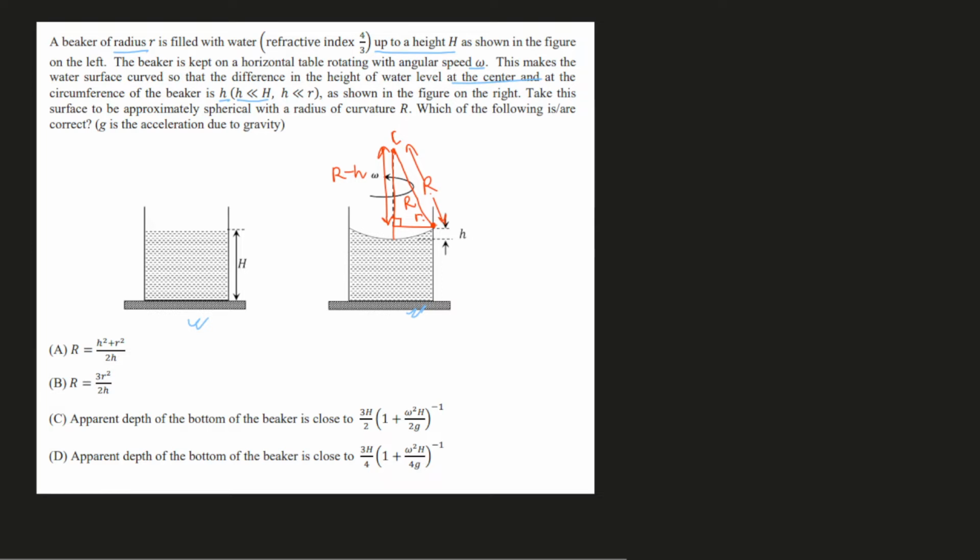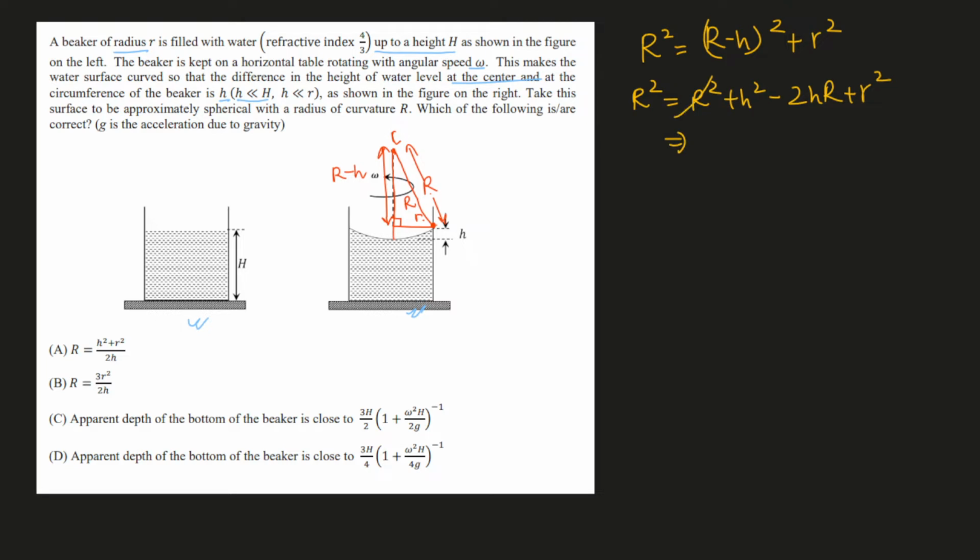So let's do that. So R squared is equal to R minus h squared plus small r squared. This is by Pythagoras theorem, by the way, or Pythagorean theorem, as you may like it. And if we just write that in a cleaner form, so that we can solve for R, really easily we can see that capital R is equal to h squared plus r squared divided by 2h. So option A is correct, B is not correct. Now let's look at option C and D. Now, the apparent depth of the bottom of the beaker is close to this.